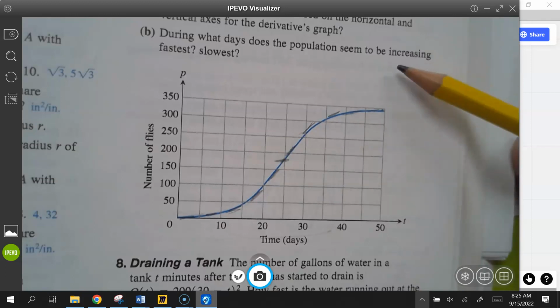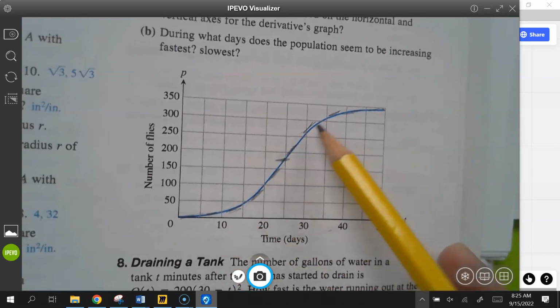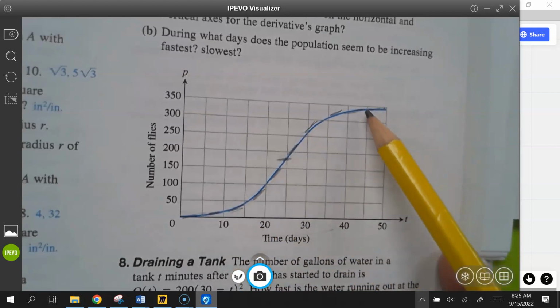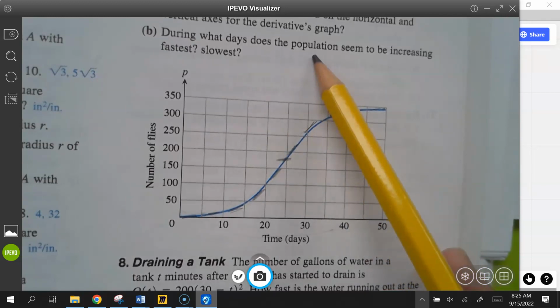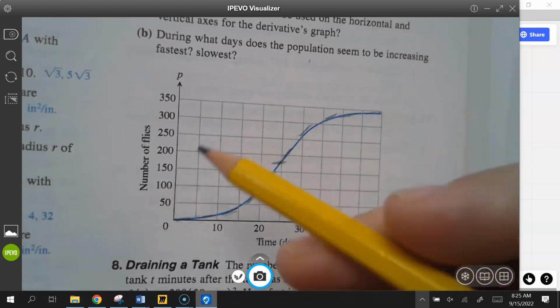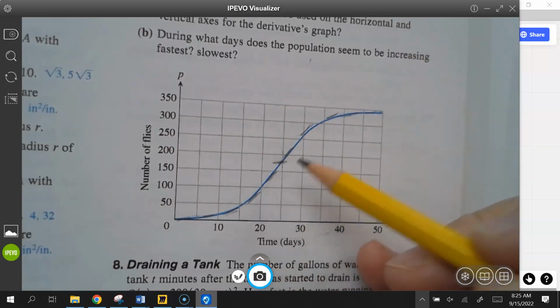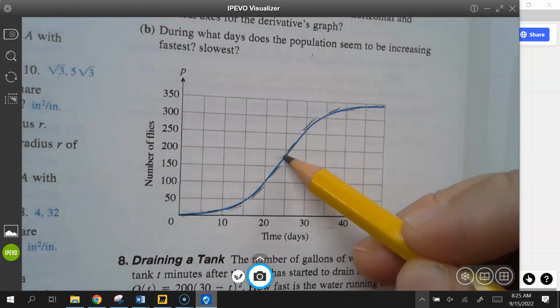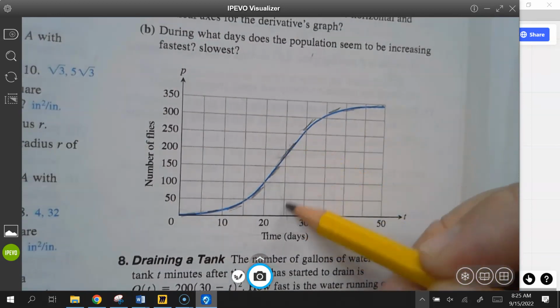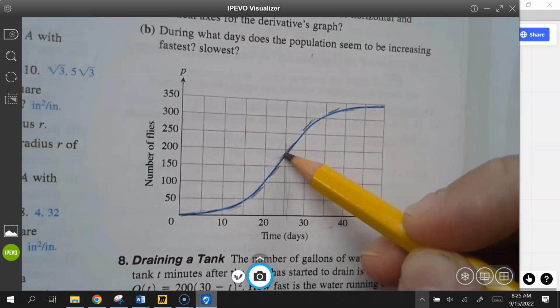During what days does the population seem, and we kind of just answered that, but looking at this, you can actually use this graph instead of your derivative graph. During what days does the population seem to be increasing the fastest? Why in the middle? Why there? It's the steepest. The slope, that's exactly right. The slope is the steepest, somewhere around probably 25 days, because that's where the slope is the biggest.